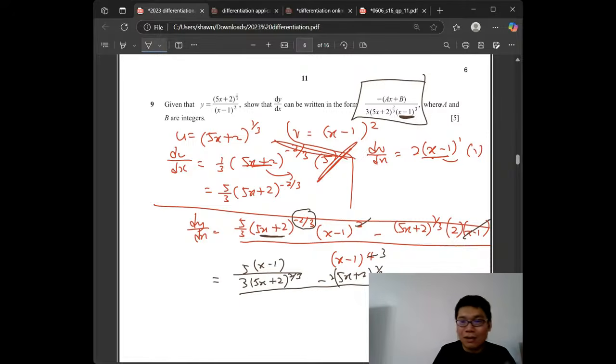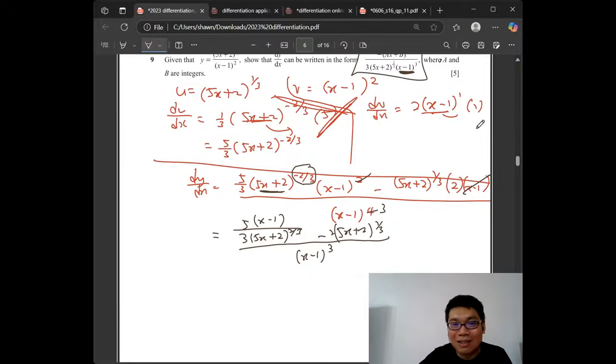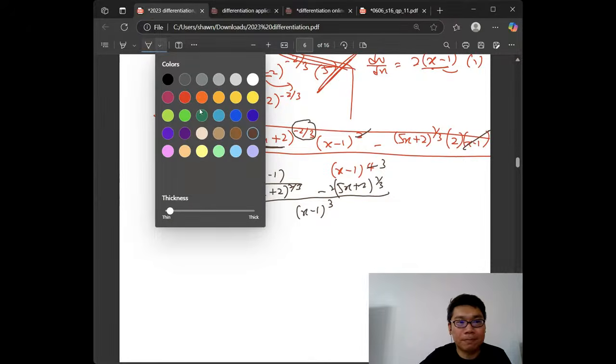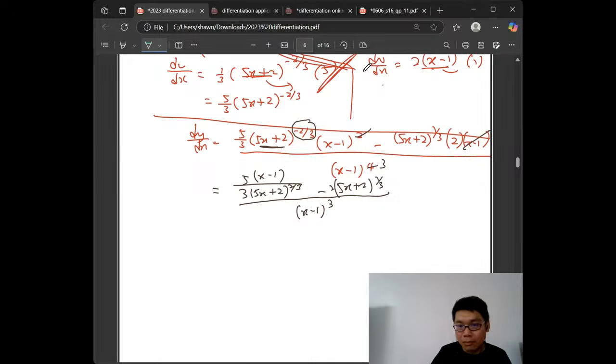And then don't join the bottom up first. This (x minus 1) power 3 is supposed to be at the bottom now, so you cannot throw it up. Only then do you join this part into a single fraction. To join them into a single fraction, they must have the same denominator. That's why here, up and down, I also need to times 3.